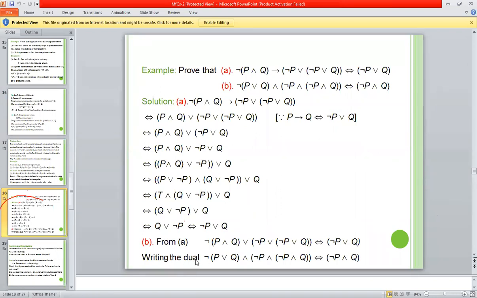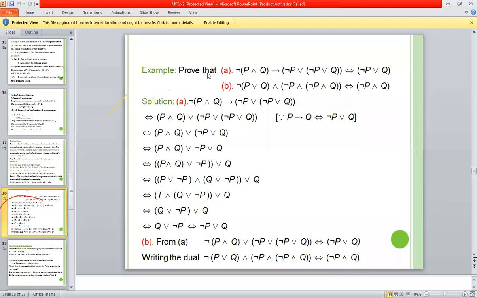So by duality law, writing the dual of A. So what is the duality law? In place of conjunction, we replace R. In place of disjunction, we replace conjunction. So negation of P or Q and negation P and Q, which is equivalent to negation P and Q. Okay.